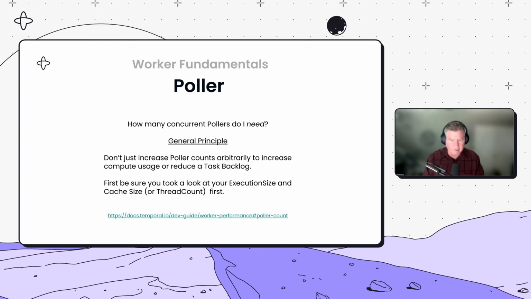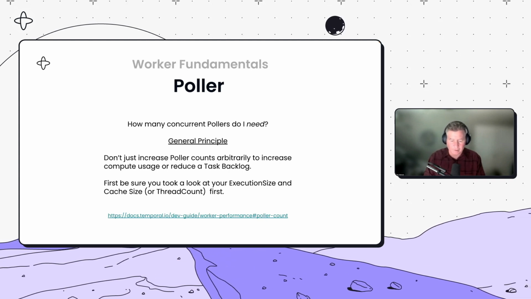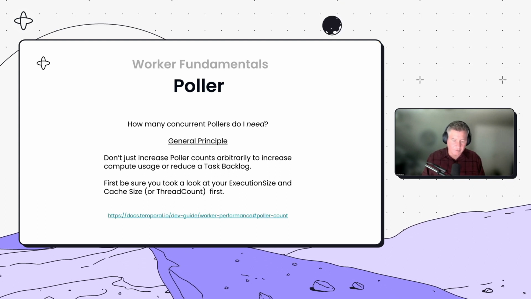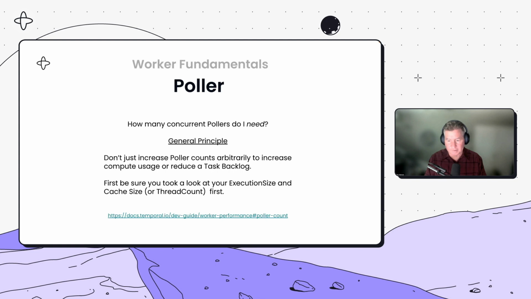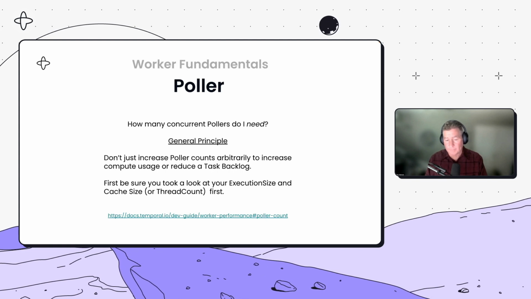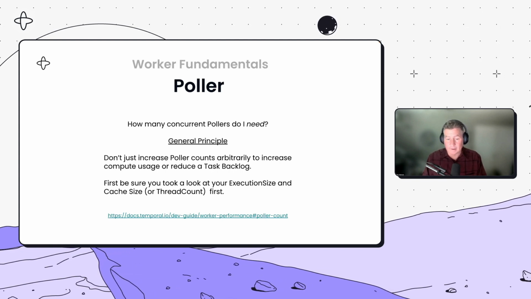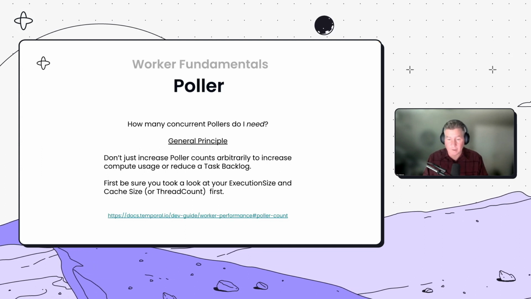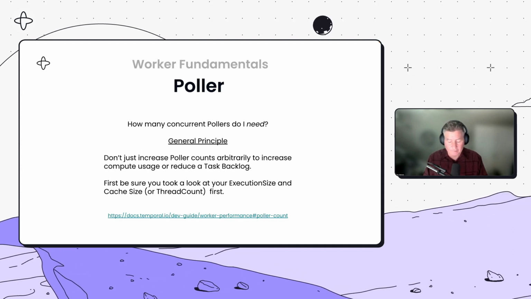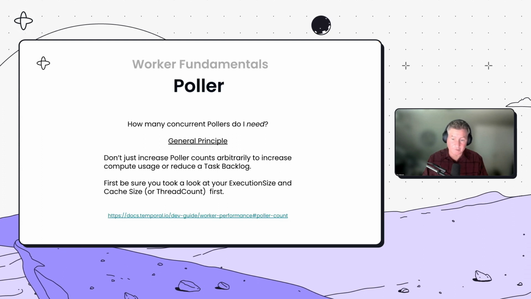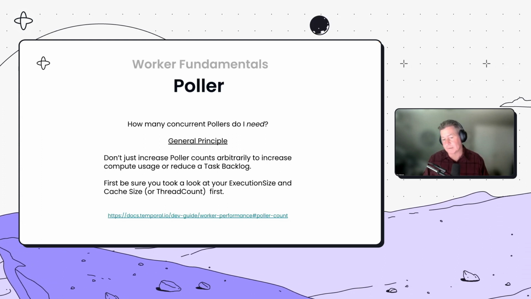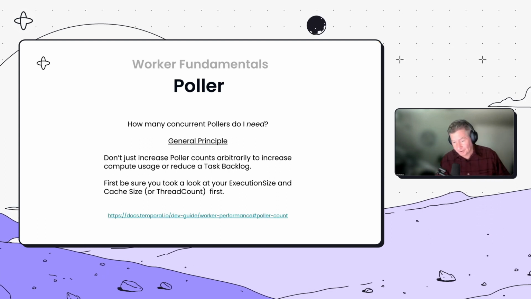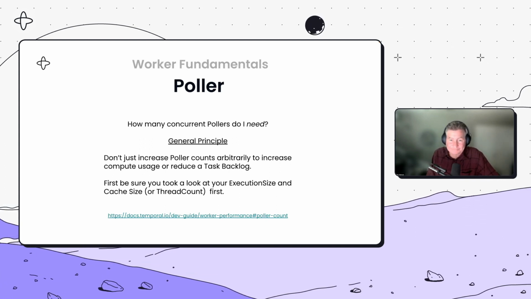Maybe there's some latency between the worker and Temporal Cloud, and so you need to just increase the pollers to keep on grabbing work. This is another link and kind of a call out to this worker performance dev guide that we have out on the docs. There's some great details in there. I strongly encourage you, even if you're just getting started with Temporal, go out and read that guide. It's maybe the most important document we have in our docs.